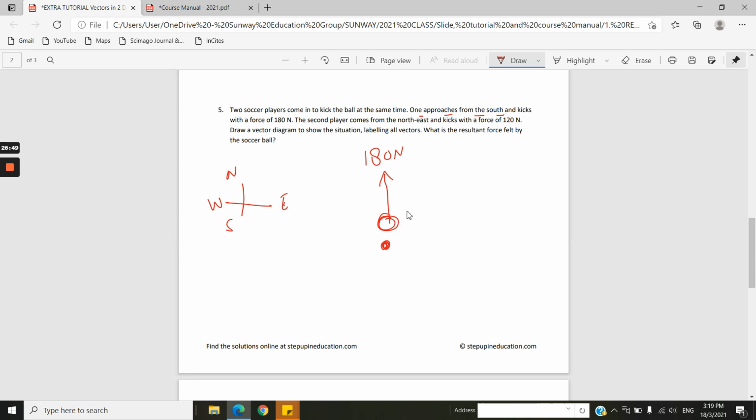And then the second player comes from the northeast. Northeast is here. Okay, from the northeast he kicks down with a force of 120 Newton. Now draw the diagram to show the solution, labeling the vectors, and find the resultant force.